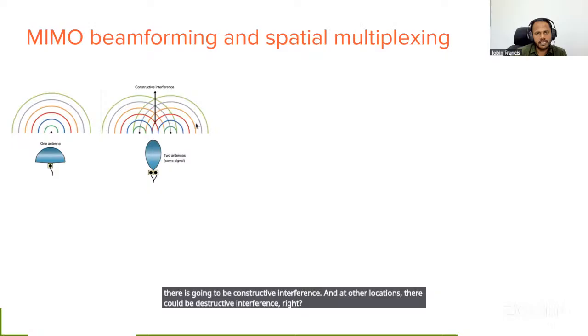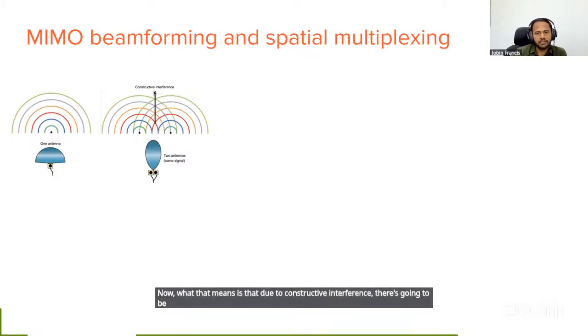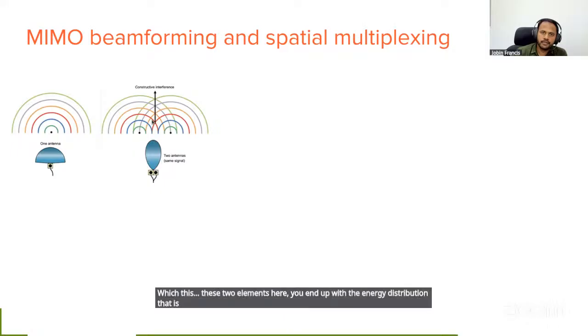Now, what that means is that due to constructive interference, there's going to be a stronger signal along this line that I've drawn here, that is the broadside direction of the antenna. Therefore, with these two elements, you end up with an energy distribution that is more pointed along this line I've drawn here, which means there is a radiation pattern now for this array of antennas.